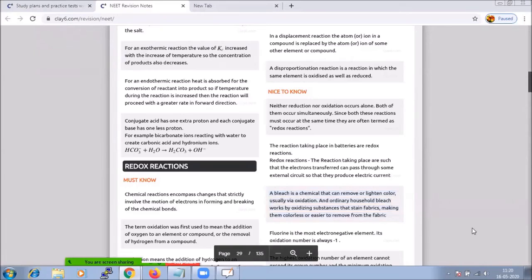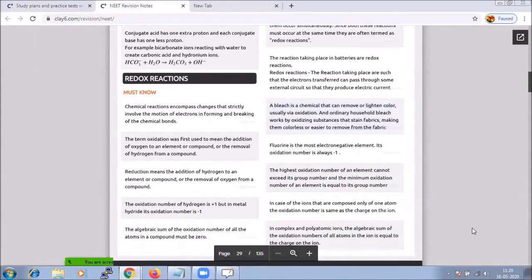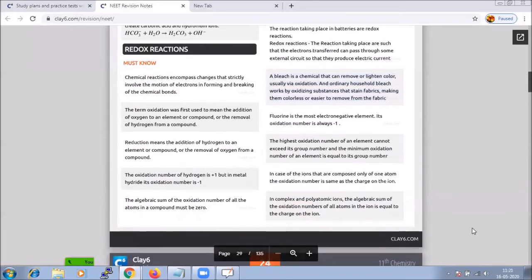Fluorine is the most electronegative element, and its oxidation number will always be -1. The highest oxidation number of an element cannot exceed its group number. It is a trick to answer questions in a faster way. The highest oxidation number of an element cannot exceed its group number.